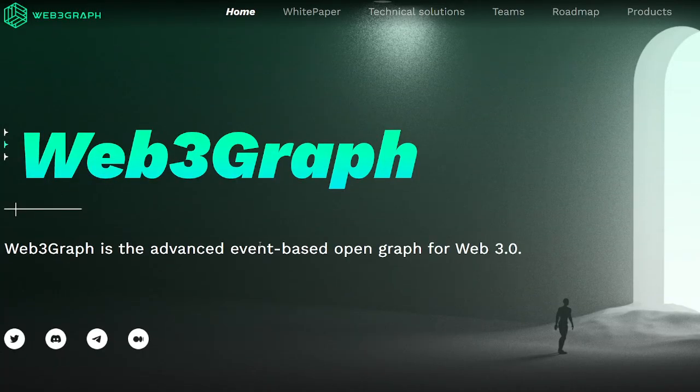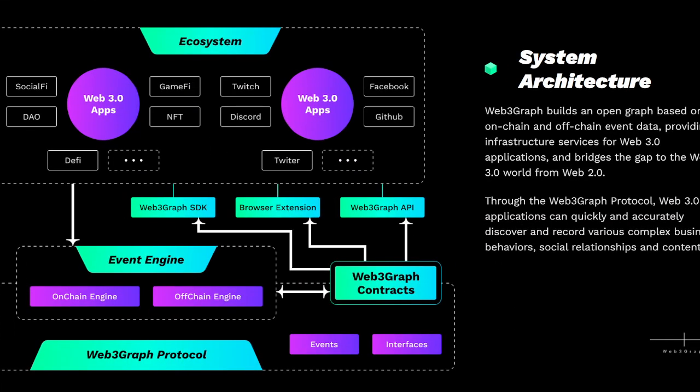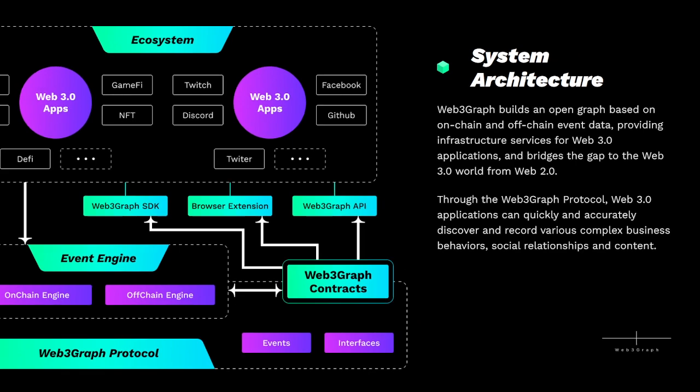So Web3 Graph is the advanced event-based open graph for Web 3.0. If we go down to the system architecture as well, you can see a lot more about why people are interested in what they have to offer. So we have the ecosystem with SocialFi, DAO, GameFi, NFTs, and DeFi, Web 3.0 apps going into the event engine. So the on-chain and off-chain engine, being Web3 Graph contracts, going into Web3 Graph SDK, browser extensions, Web3 Graph API, and really so much more. But I want to jump over to the system architecture and talk you guys through it.